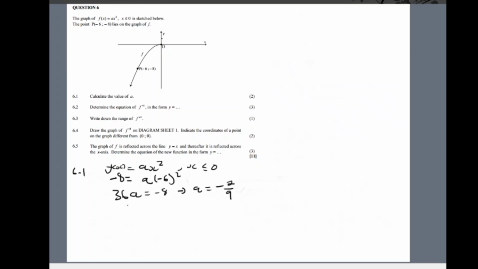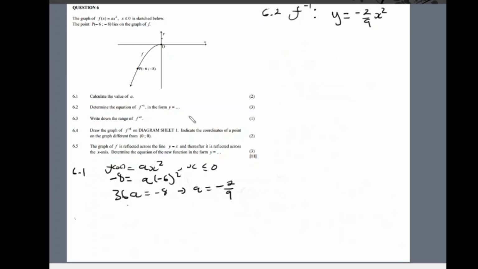So moving on to question 6.2. They want us to determine the equation of the inverse. Again, I'm sure we all know what to do here. The equation of the inverse in the form y equals something. So now we know that f of x equals minus 2 over 9 x squared, because we solved for a there.